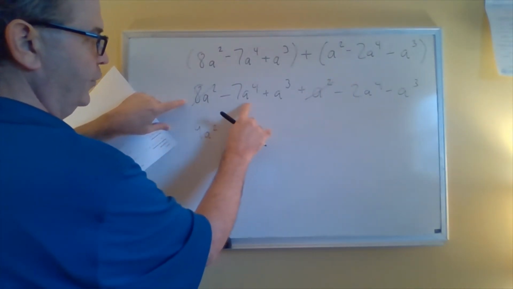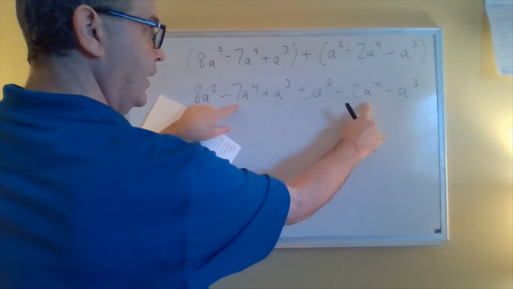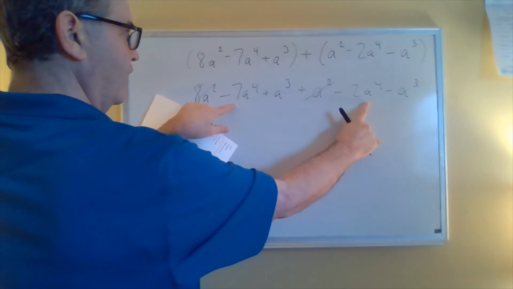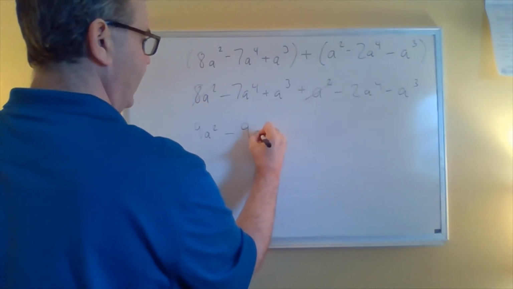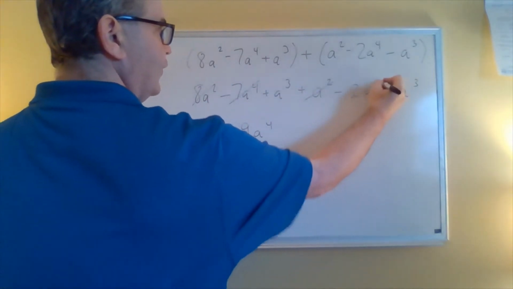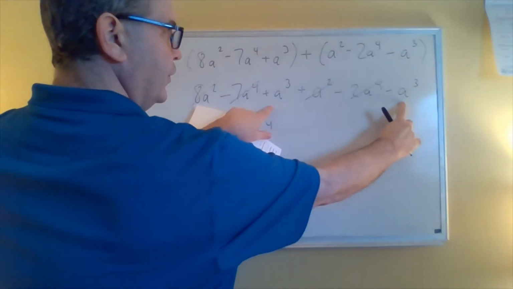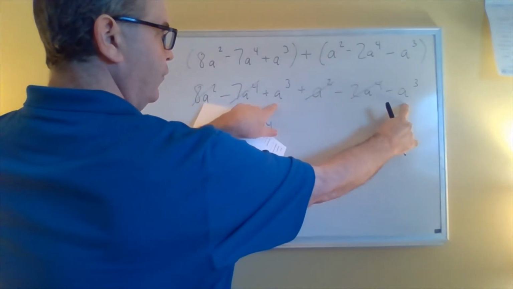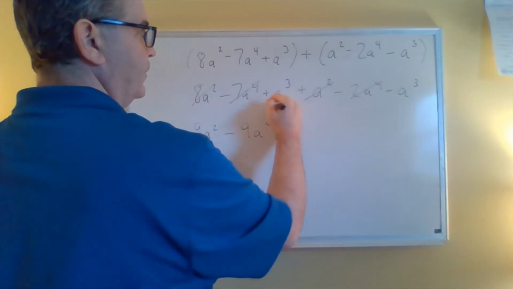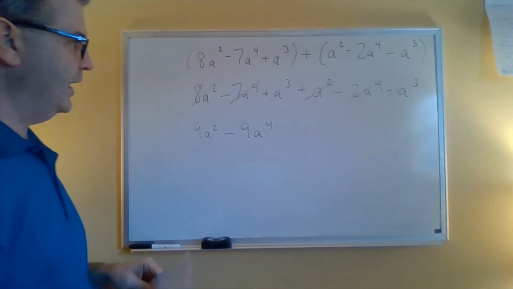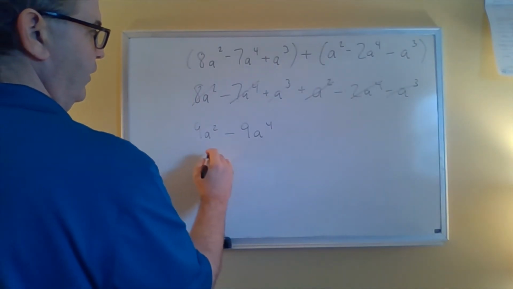The next one we come up to is a negative 7a to the fourth. Do we have any other a to the fourths? We sure do, right here. So we have minus 7a to the fourth minus 2a to the fourth, which combines to give us minus 9a to the fourth. We'll cross those out. Next we come to an a cubed. Do we have any other a cubeds? We do right here. So we have 1a cubed minus 1a cubed, and they cancel each other out. So we have 9a squared minus 9a to the fourth, and that would be our answer.